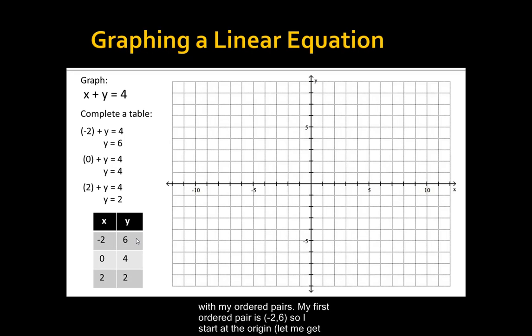My first ordered pair is -2 and +6. So I start at the origin. Let me get my pen. I start at the origin and I go to -2 on the x-axis. From there, I go up to +6, and I put a point. Next point, x is 0, y is 4. So I go to the origin. I don't move left or right. This time I go up 4 units. And I put a point. Alright, last point, when x is positive 2, y is also positive 2. So I go right 2 and then I go up 2. And I put a point.